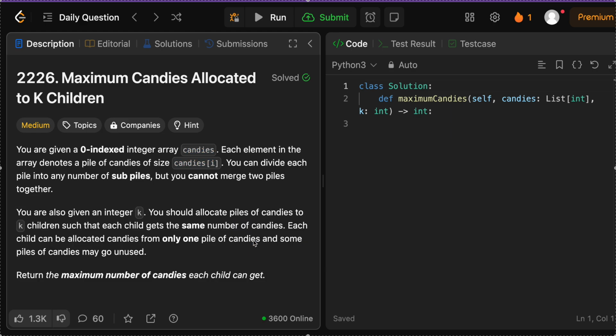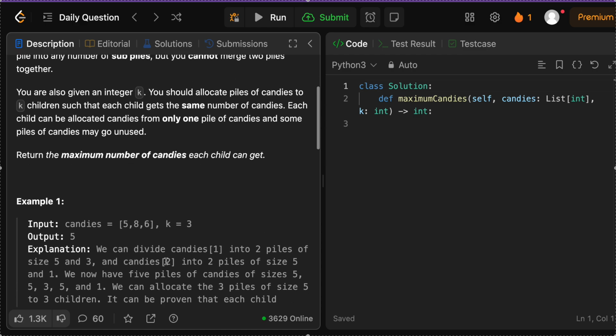On a high level, essentially what they're saying is that we're given an integer array candies, where candies at index i is going to represent the number of candies in the ith bag, and we also have an input integer k that's going to represent the number of children. And our task is very simply to determine the maximum number of candies that each child can get equally, while also ensuring that all of the k children get the same amount, right?